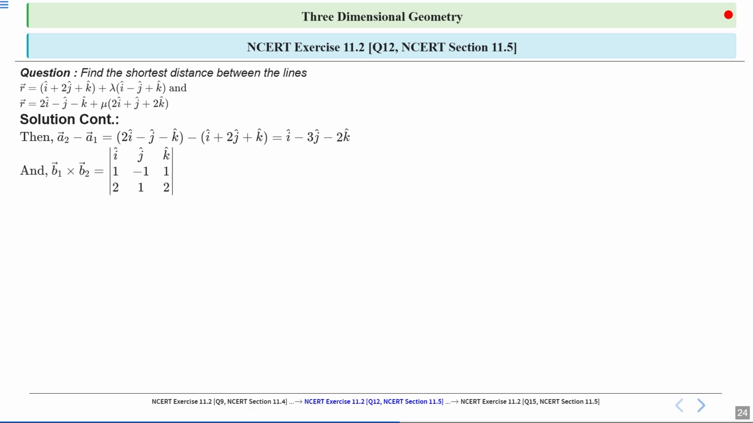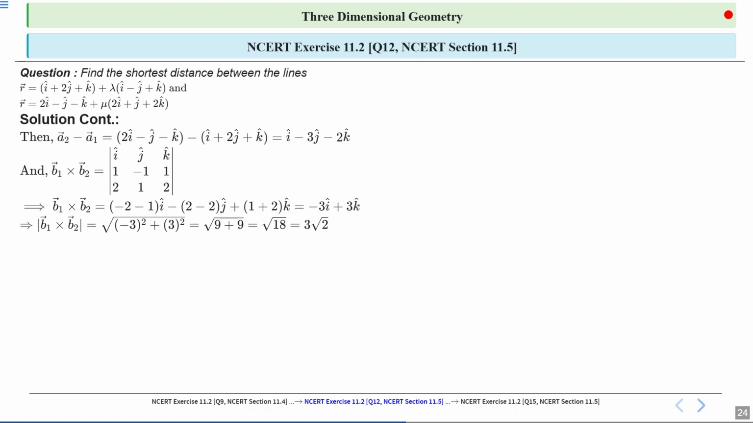And b1 vector cross b2 vector will be equal to determinant value of i cap j cap k cap, 1 minus 1 1, 2 1 2. So b1 vector cross b2 vector will be equal to minus 2 minus 1 i cap minus 2 minus 2 j cap plus 1 plus 2 k cap, which is equal to minus 3 i cap plus 3 k cap, right? Now magnitude of b1 vector cross b2 vector will be equal to square root of minus 3 square plus 3 square, which is equal to square root of 9 plus 9, which is equal to square root of 18, right? Which is equal to 3 root 2.